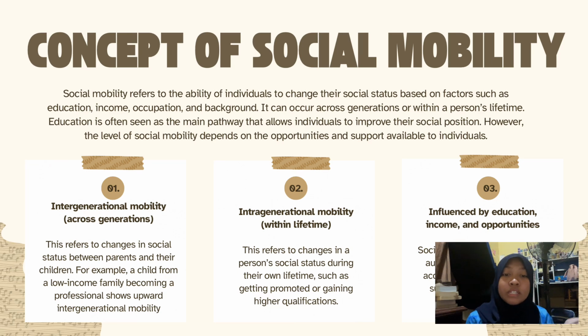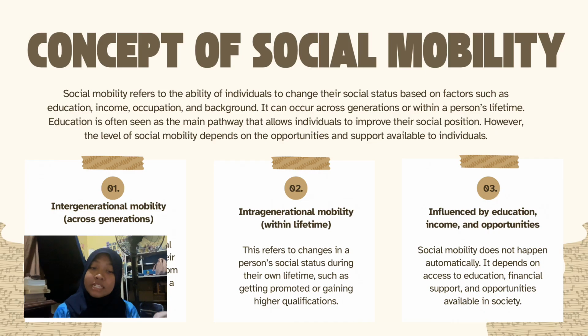So firstly, we have the intergenerational mobility, which is called across generations. So this refers to changes in social status between parent and their child. For example, a child from low-income family become a professional shows upward intergenerational mobility. Next, also we have intragenerational mobility, which is within lifetime. So this refers to changes in a person's social status during their own lifetime, such as getting promoted or gaining higher qualifications.